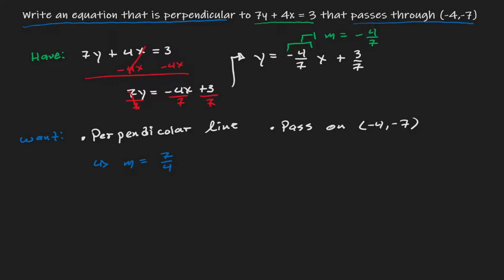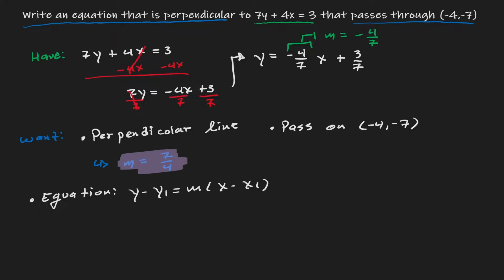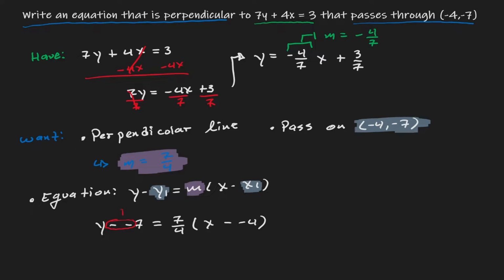And notice that we have everything that we needed. So let's use the point slope form, where we let the slope be 7/4 and the point be (-4, -7). Let's plug in that information. So we get y minus -7 equals positive 7/4 times (x minus -4). Here we have a minus minus, which is a plus. Here we have another minus minus, so that's a plus as well.